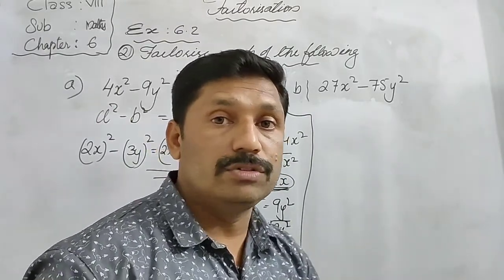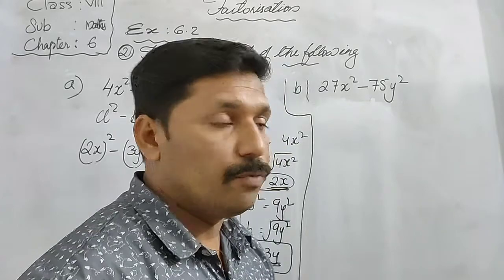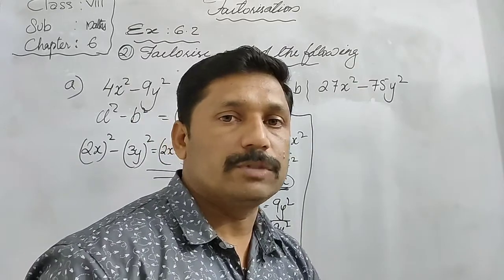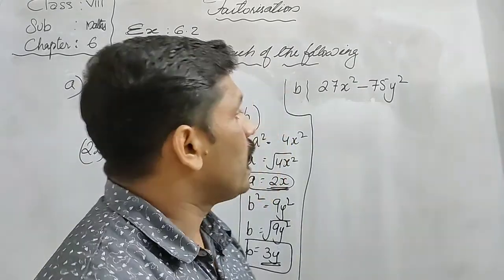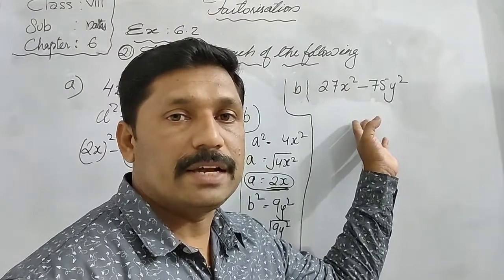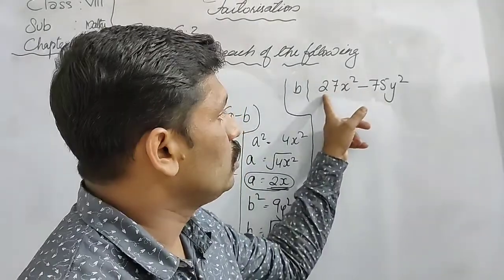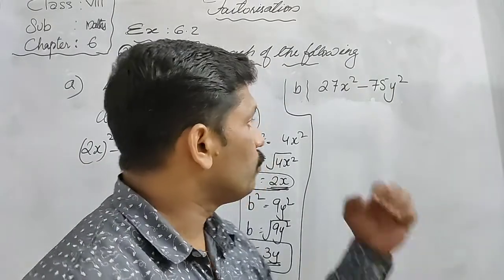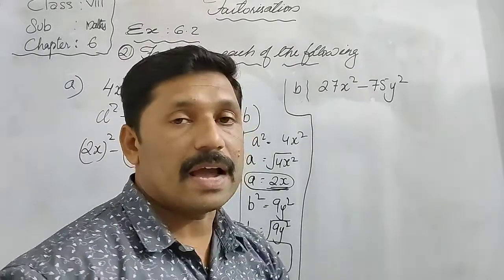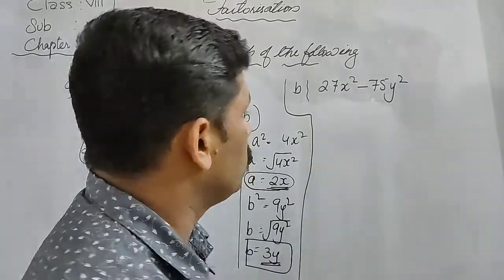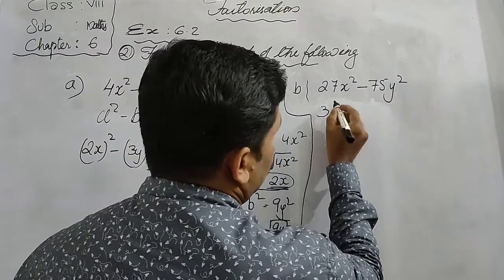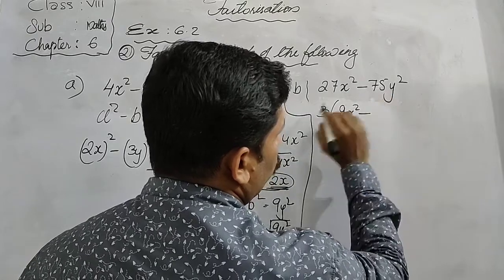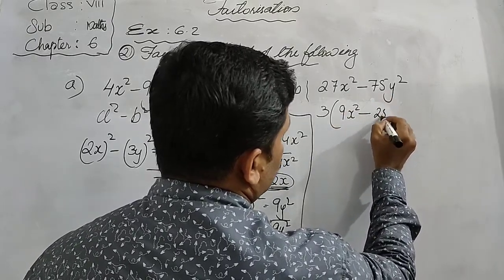But in order to use the property a square minus b square, we need square numbers. Then if they are not square numbers, how to make them square numbers, that we have to see first. So that we have to factorize. We see if there is any common factor in both these terms. 27 and 75 can be divided by 3, because 3 is a factor of both these numbers. So that common factor we take out: 3 from 27, then 9x square remaining, and minus, from here 3 taken out, then what is remaining? 3 25s are 75.